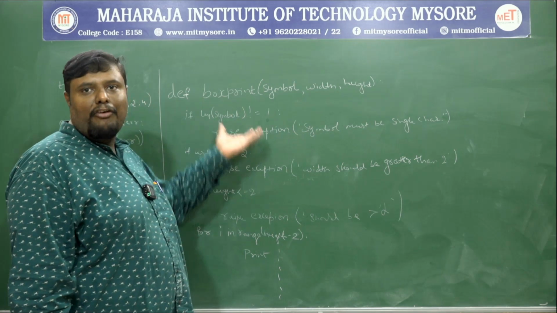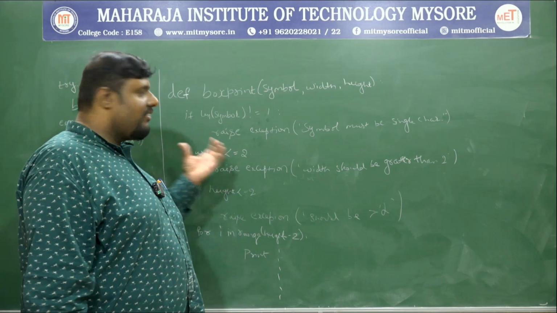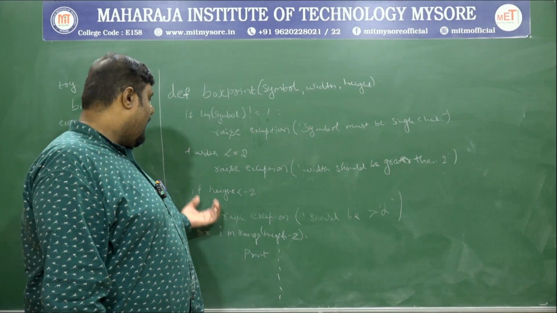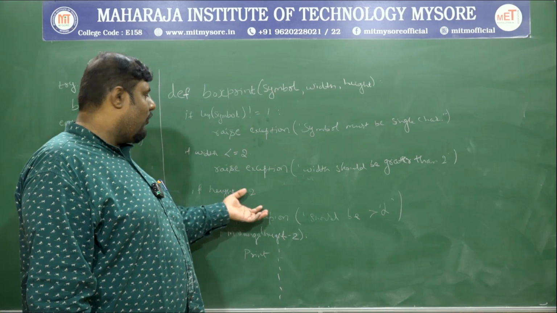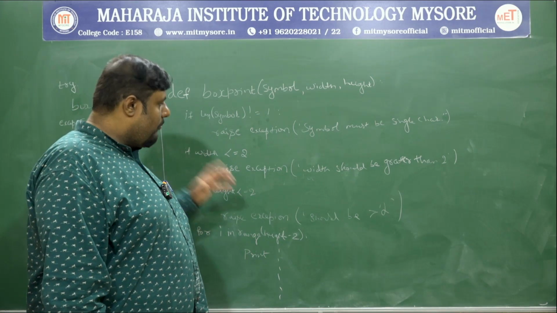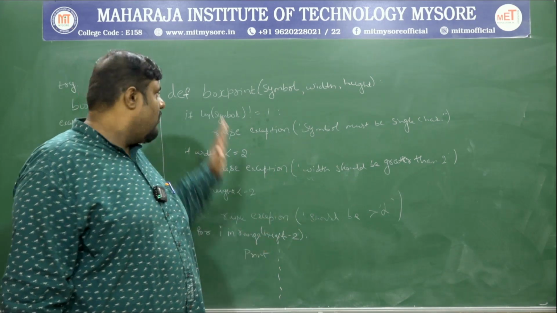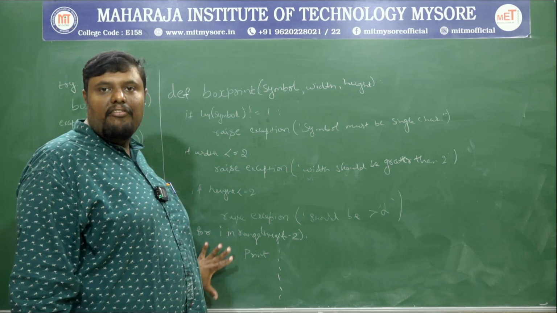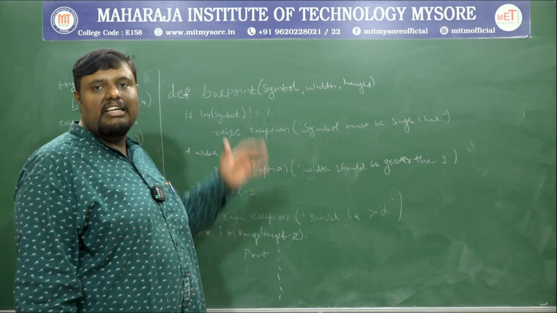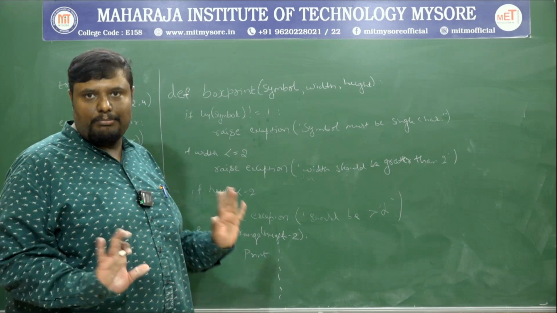Similarly, I'm checking for the other two variables also. Width is not equal to 2, and height is not less than or equal to 2. In a similar way, I've raised the exceptions. So I've written this, and I've written the actual function after creating all the exceptions. That is fine.